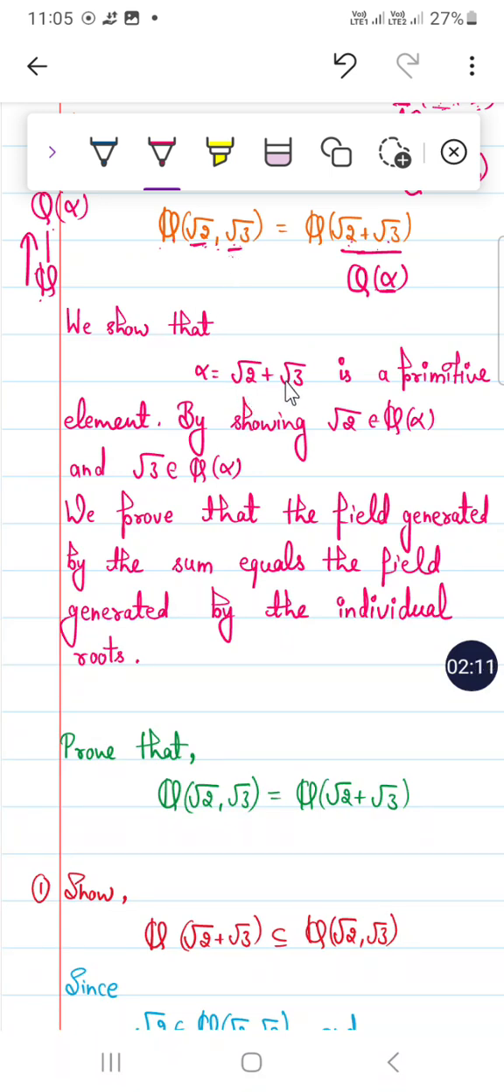We show that alpha equals root 2 plus root 3 is a primitive element by showing root 2 is in Q(alpha). Q(alpha) is Q(root 2 plus root 3). Root 2 is in Q(alpha) and root 3 is also in Q(alpha). Then it implies that Q(root 2, root 3) is contained in Q(alpha). Now we prove that the field generated by the sum equals the field generated by the individual elements. So if the containment on the other side is also true, then we have proved this is a simple extension.